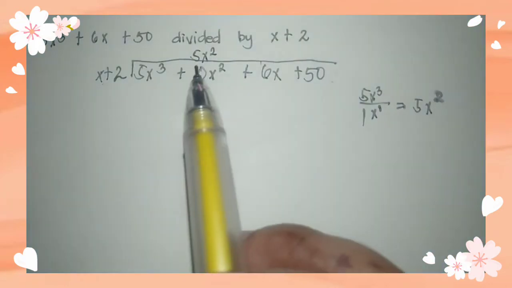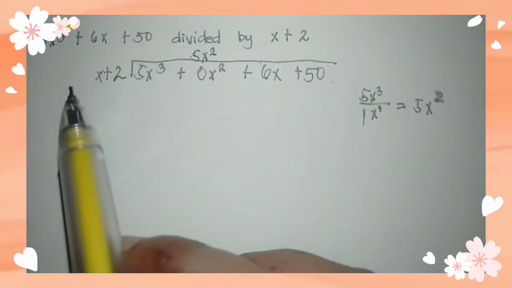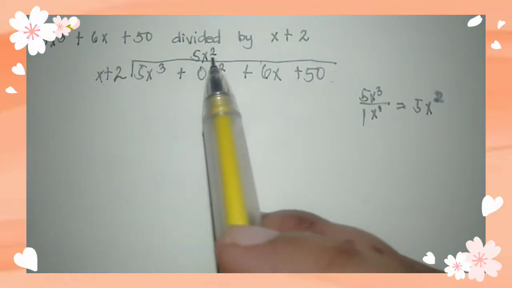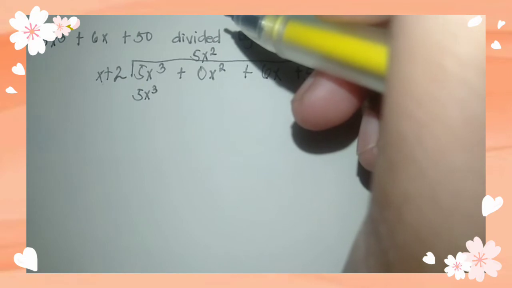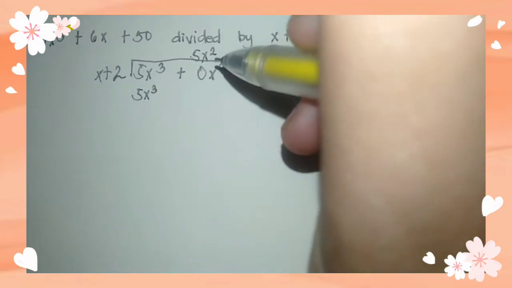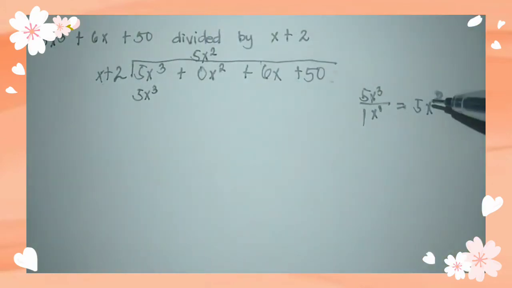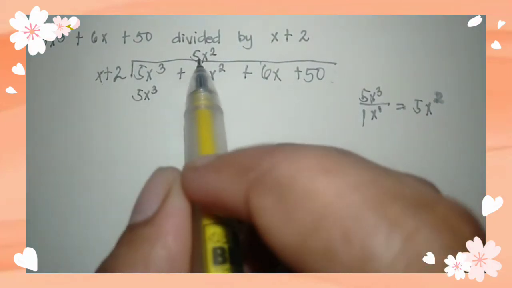We have 5x squared. And then multiply 5x squared to x plus 2. We have 5x squared times x is equal to 5x cubed, since when you're going to multiply variables with exponents, you're just going to add. At kapag naman division, subtract. Okay, lagi niyo yung tatandaan. And then 5x squared times 2 is equal to positive 10x squared.